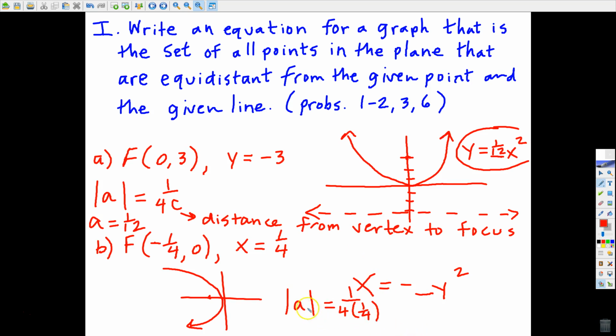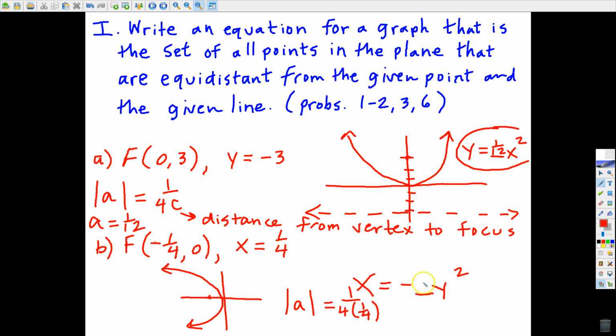So when I let c be 1/4 and I calculate this, what is A? A is 1. Now, I already know that this coefficient has to be negative because of the way the parabola opens. The number that comes out of this formula, because of absolute value, is always a positive number. Okay, I don't want you to be confused. The thing that makes this overall equation negative is because the parabola opens left.